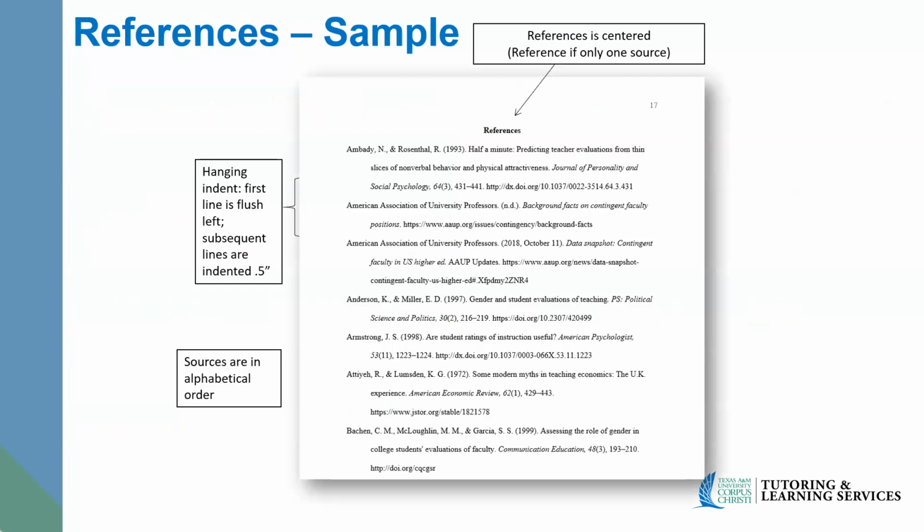Here's an example of your reference page. You can see the word bolded and centered at the top. You can see that there's a hanging indent with the author's last name furthest to the left, and then all the text below that on each section slightly more indented. And the sources are alphabetical.